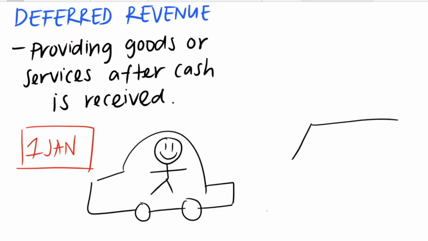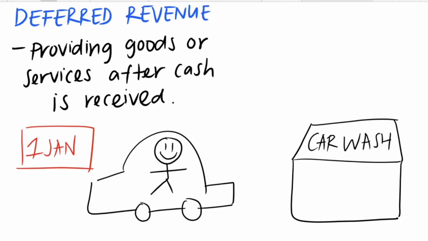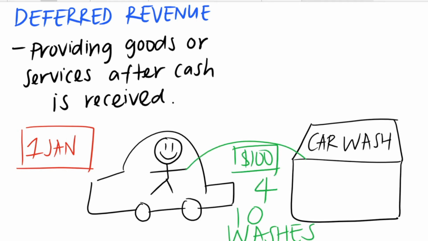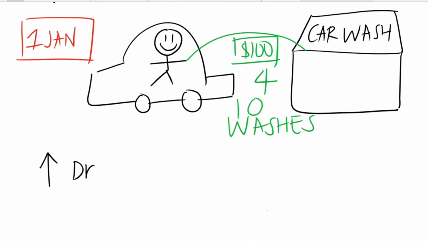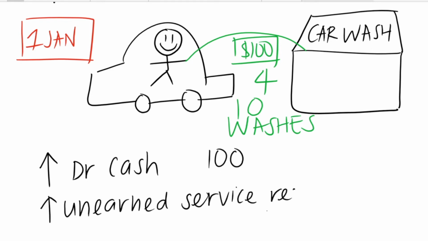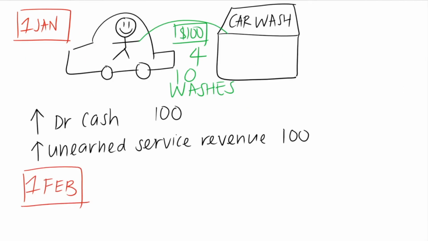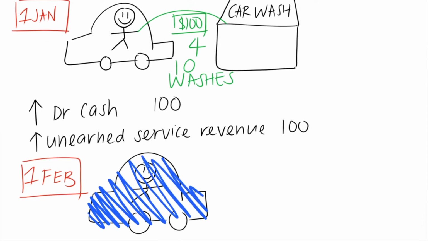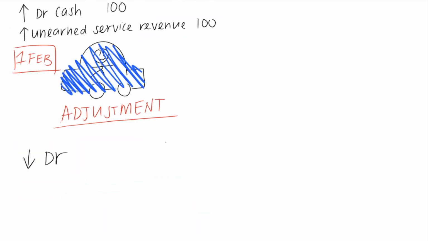On the 1st of January, Ben paid $100 for 10 car washes. The company would increase its cash by debiting $100 and increase its unearned service revenue by crediting $100. Then on the 1st of February, Ben decides to wash his car for the first time. So how do we adjust this entry?